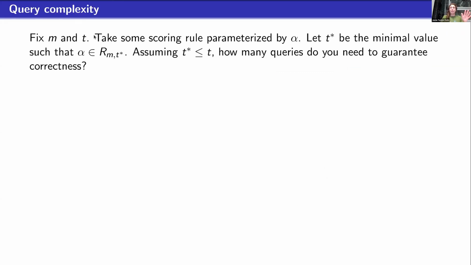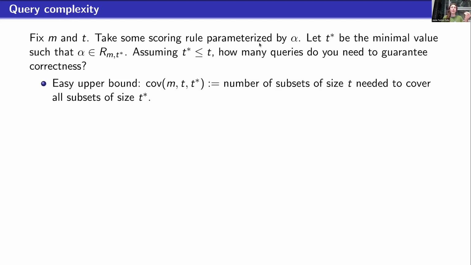We're going to fix some M and T, and again, we're just going to consider for this paper scoring rules. So take some scoring rule parameterized by a vector alpha, and I'm going to let T star be the minimal value such that alpha is an R of M T star. That means it's possible to compute this scoring rule with queries of size T star. And I assume that I'm given some query size T, maybe greater than T star. How many queries do I need to guarantee that I can come up with the winner according to the scoring rule?